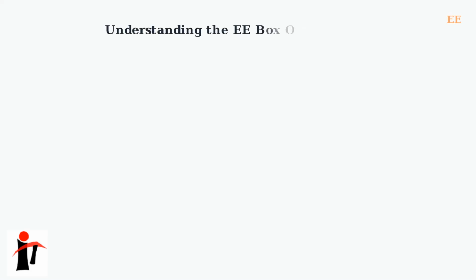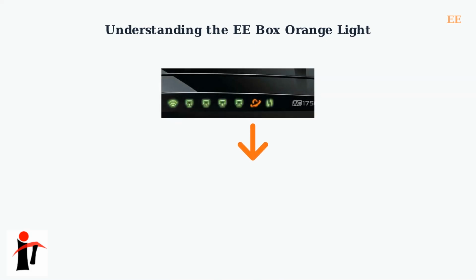The orange or amber light on your EE router is an important indicator that tells you about your internet connection status. Understanding what this light means can help you quickly identify and resolve connectivity issues. Here we can see the front panel of an EE router. Notice the orange globe-shaped light among the indicator lights.